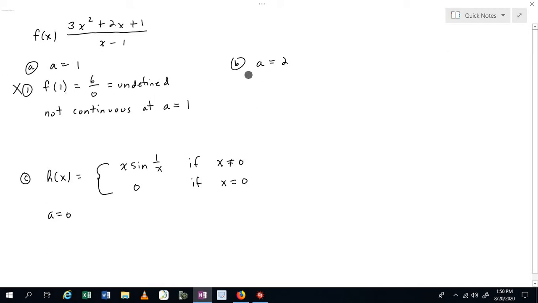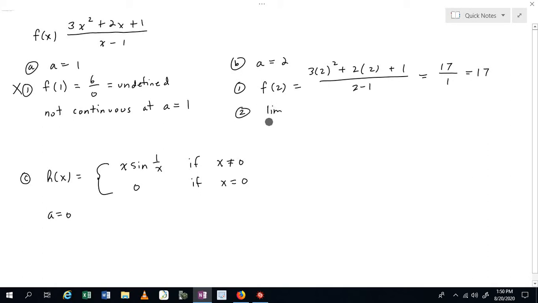Remember, the function needs to be defined at the a value, and in this case it's not. But if we change it to a different value, let's check continuity at a equal to 2. So f of 2, let's see what that's equal to. When I plug a 2 into this function, on top, it looks like we get 12 plus 4, which is 16, plus 1, so that's 17. And on the bottom, you just get 2 minus 1, which is 1. So f of 2 is equal to 17. So it's defined at 2.